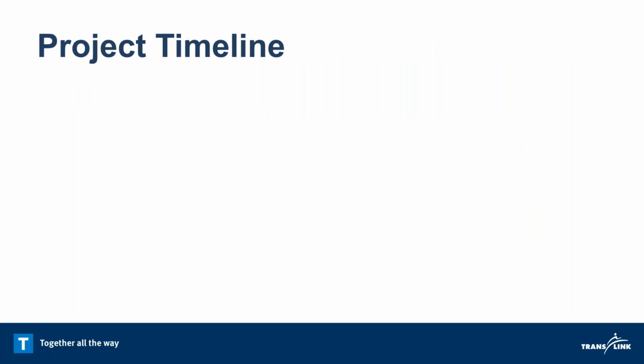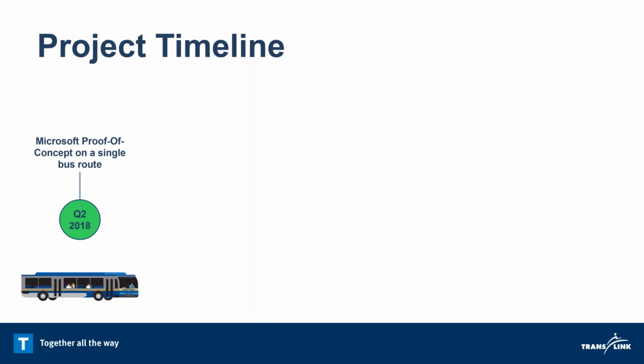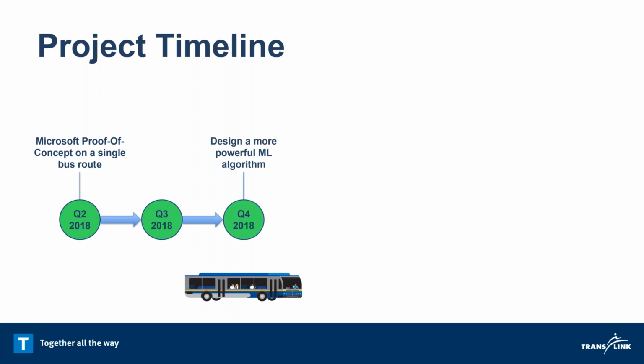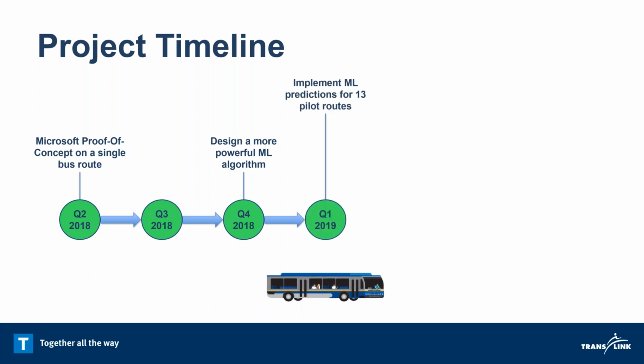So how long did all of this take? We partnered with Microsoft in Q2 of 2018 for a simple proof of concept on a single bus route. Microsoft helped with the initial machine learning model design. In 6 months, we had enough experience to develop our own more advanced machine learning model. From Q4 2018 to Q1 2019, we developed the infrastructure on the cloud and then applied the machine learning predictions to the 13 pilot routes.